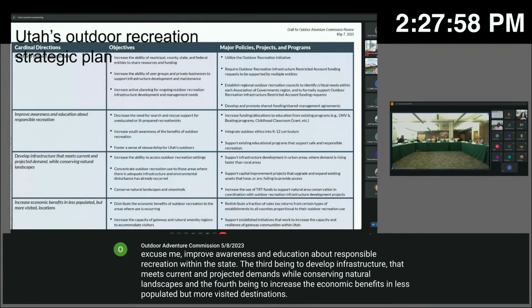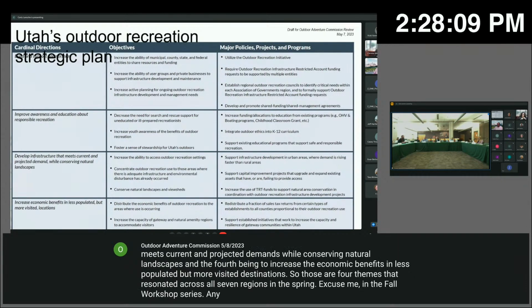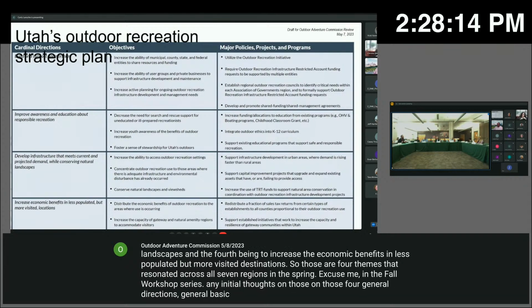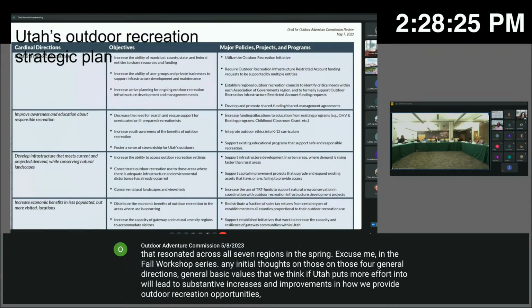So those are four themes that resonated across all 7 regions in the fall workshop series. Any initial thoughts on those 4 general directions, general basic values that we think, if Utah puts more effort into, will lead to substantive increases and improvements in how we provide outdoor recreation opportunities? Any input on that? Jason, go ahead.